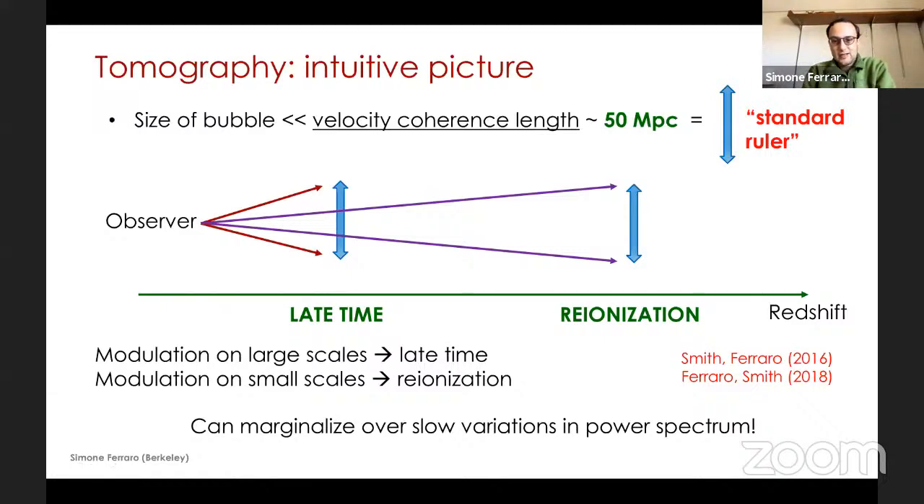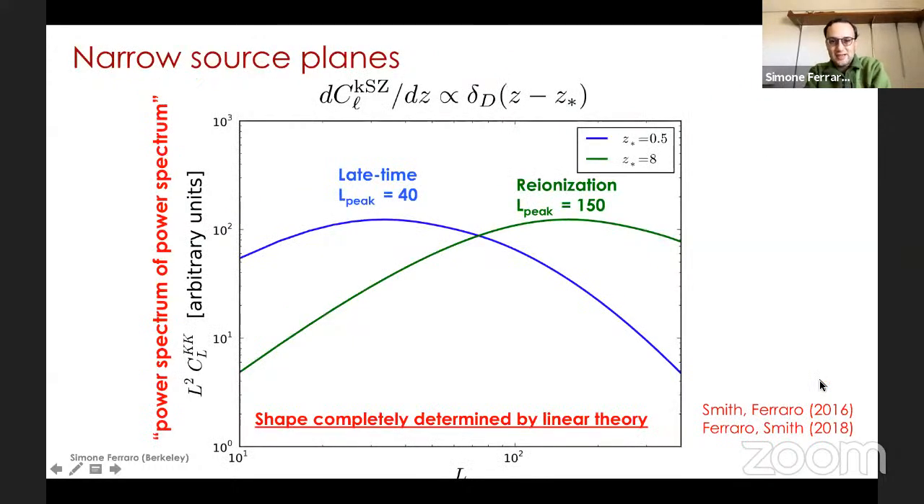So this can be formalized mathematically, and of course, in the time available, I won't do full justice to it, but all the math is in these two papers. Here, let me just show you with a simple example. Let's imagine we have a delta function source of KZ fluctuations at some z star. So dC_L/dz is a delta function peaked at z star, and let's look at how this quantity, which is the power spectrum of the small scale power spectrum, behaves. So we're really measuring the KZ power spectrum in a lot of different patches in the sky, and we're taking the power spectrum of that field.